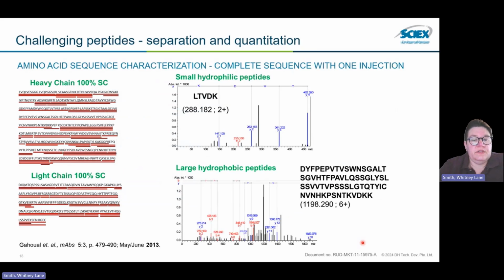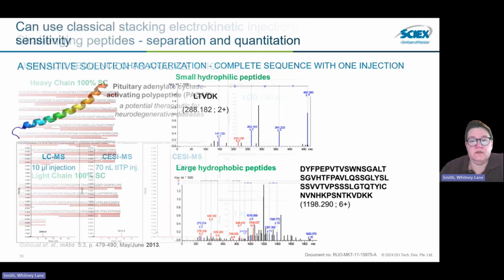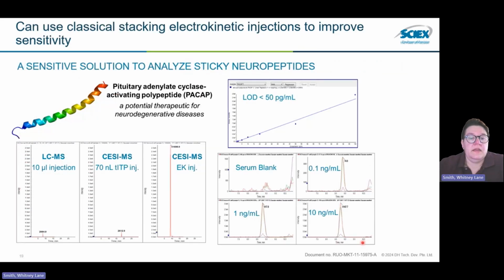Here we just are showing that you can do a single injection. You can get complete amino acid sequence coverage for light chain and heavy chain of a monoclonal antibody, which is something that helps with confirmation with LC. Here is just showing again the carryover. So we have the carryover and the sensitivity for LCMS.